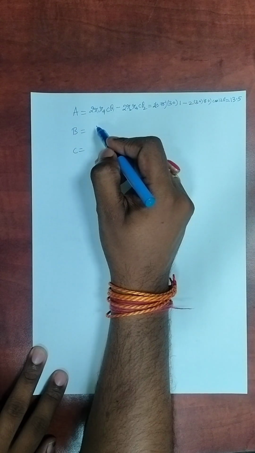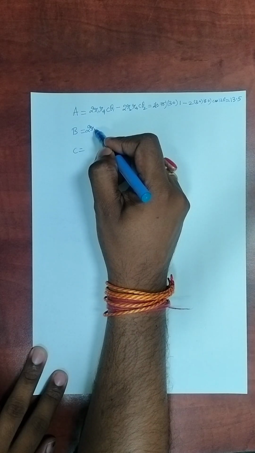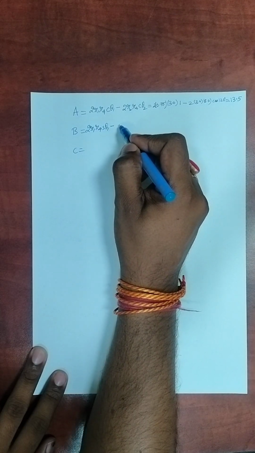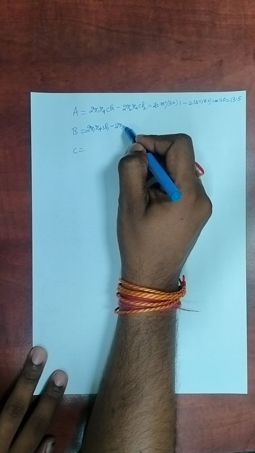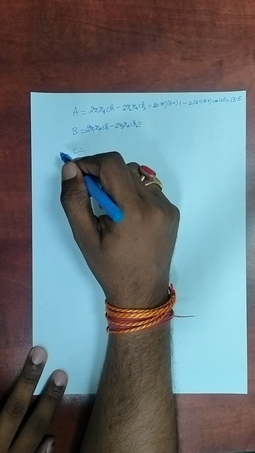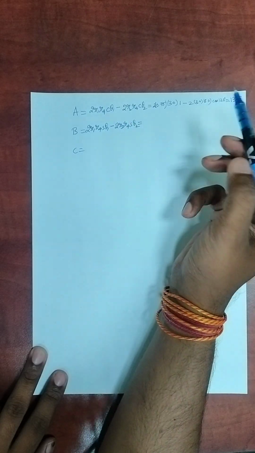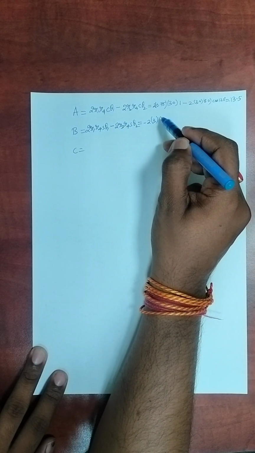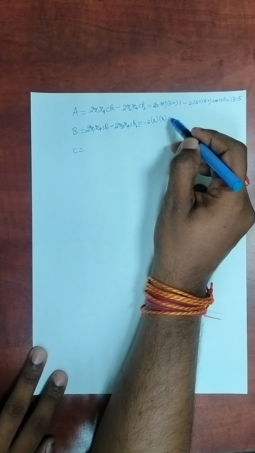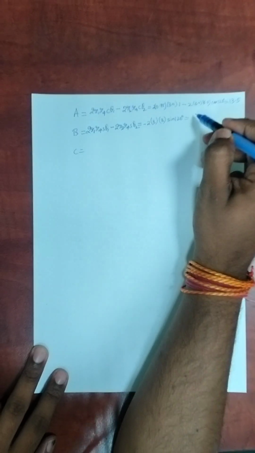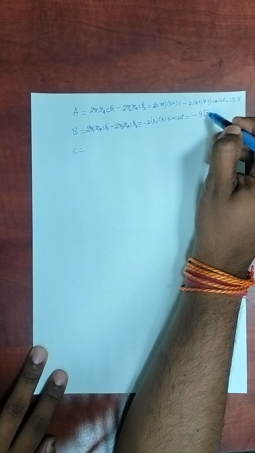Similarly, B can be computed as 2 into r1 r4 sine theta 1 minus 2 into r2 r4 sine theta 2, and then since sine theta 1 is 0, I am left with only the second term, which is 2 into r2 r4 sine of 120 degrees. This will come out to be minus 9 root 3.